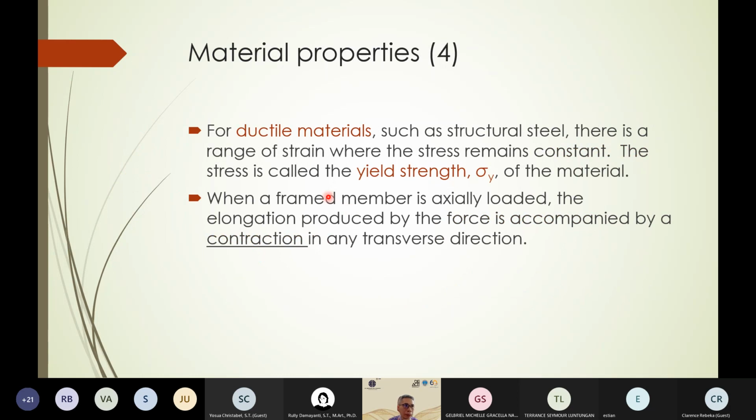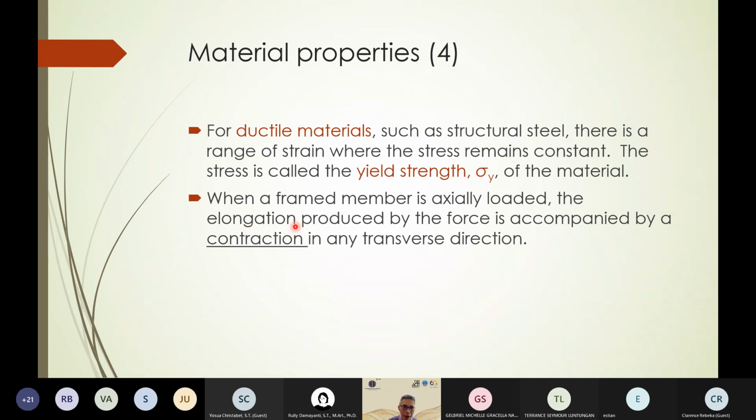Normally, we divide materials into two groups. First, ductile, such as steel or aluminum, and the other is non-ductile or brittle. For ductile material, we have yield strength, but for brittle, of course, we don't have it.